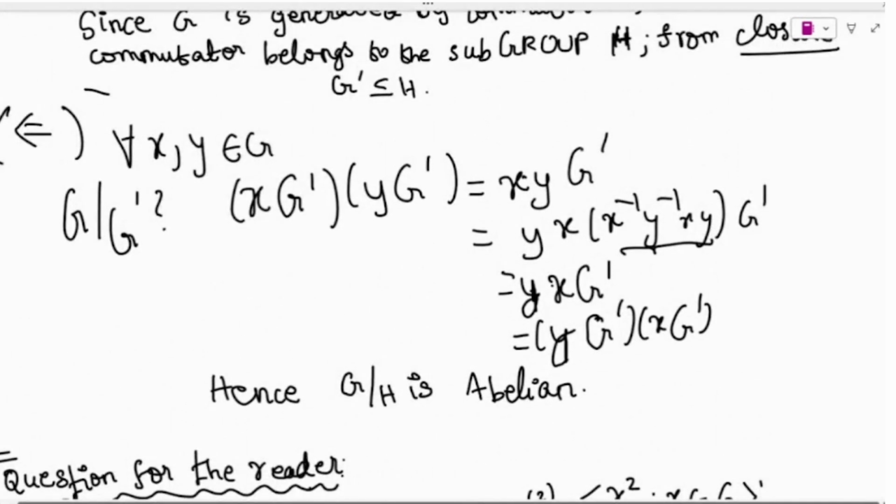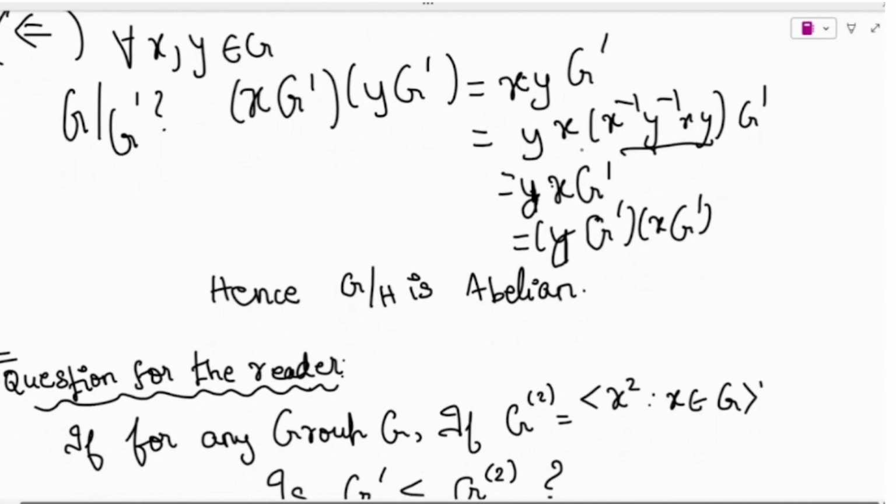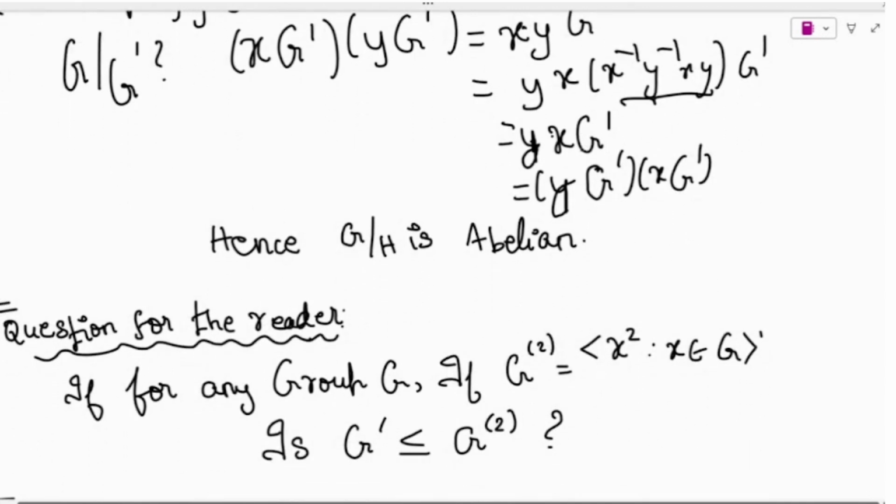So with that, I have a small question for the reader, and I will conclude. We will not do this now because it will take a little more time, but the audience can take this question up if they are interested. For any group G, if G power 2 is defined as the group generated by all square elements, generated by x squared such that x belongs to G, then is the commutator subgroup contained in this? That will be a question for the reader.